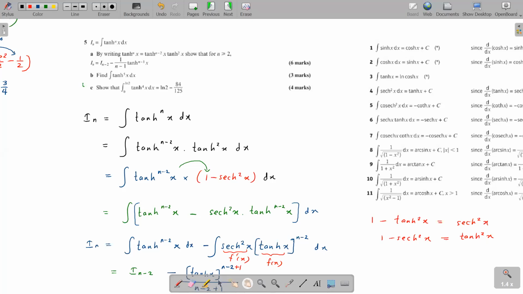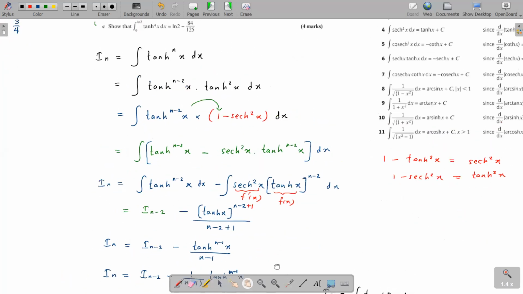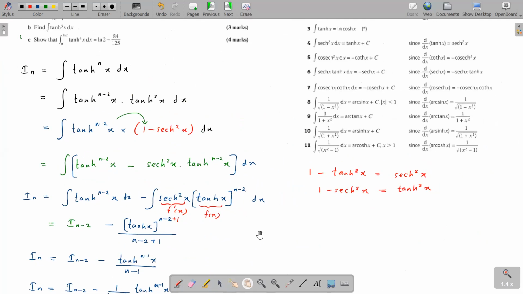Part C, show that the integration of tan x to the power 4 dx. However, the difference between part B and C is that in part C, they have clearly given you integration limits. So let's input those limits and get the answer. Integration of tan to the power 4x from 0 to ln2. So let's try this, part C.